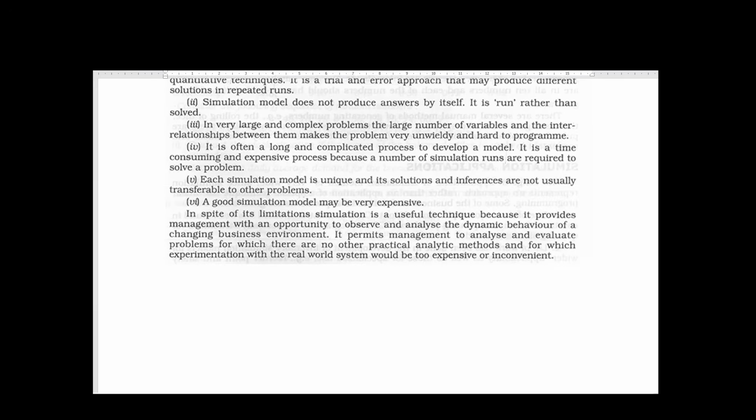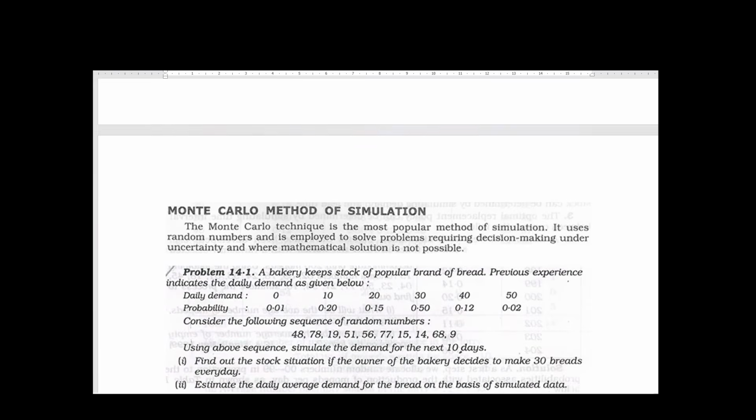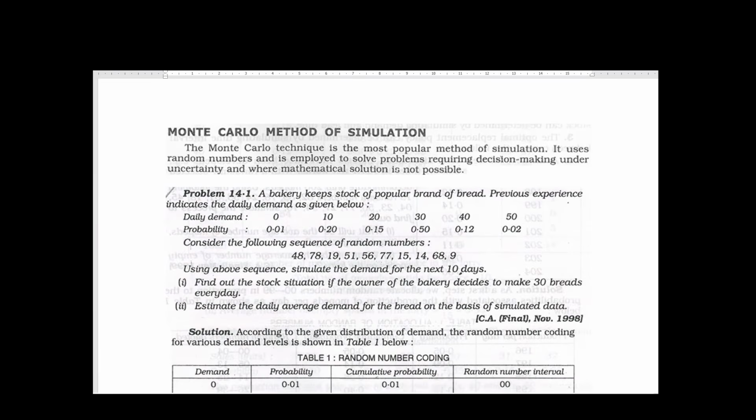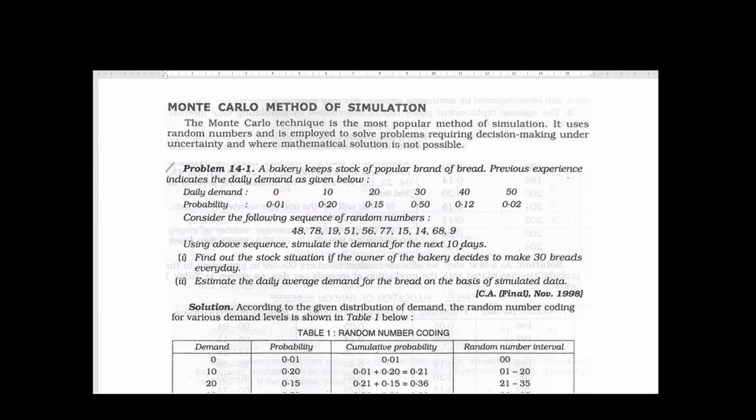Okay. Now we will look into how to solve problems of simulation, especially with Monte Carlo simulation. The Monte Carlo technique is the most popular method of simulation. It uses random numbers and is employed to solve problems requiring decision making under uncertainty and where a mathematical solution is not possible.